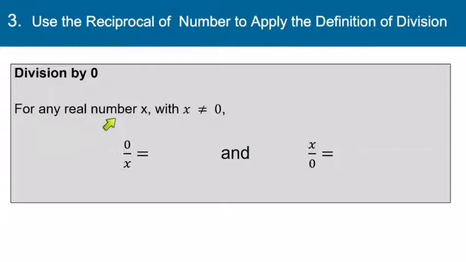So one more time, for any real number x, as long as x is not equal to 0, 0 divided by any number is 0. That's fine. And any number divided by 0 is going to be undefined.